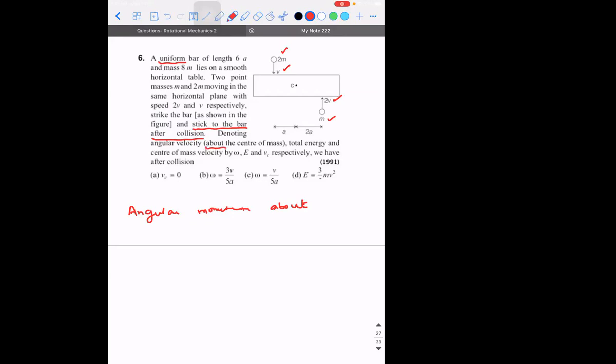They've told us about the center of mass. So you're trying to write the angular momentum about point C. First, what is the angular momentum due to the first object? Whenever you're defining angular momentum, there are certain points you need to keep in mind. Because of this mass 2m, is the object going to revolve in a clockwise or anti-clockwise direction?